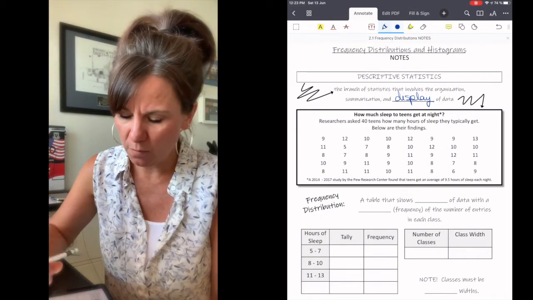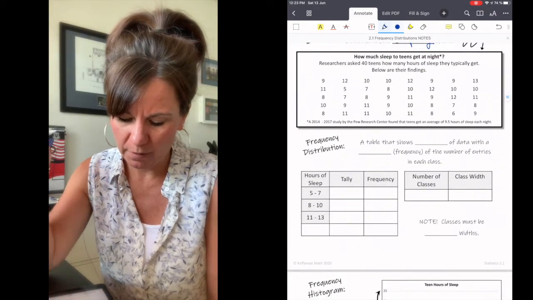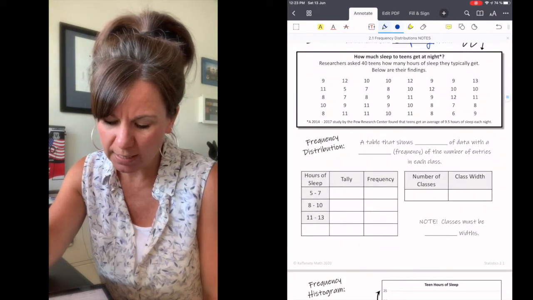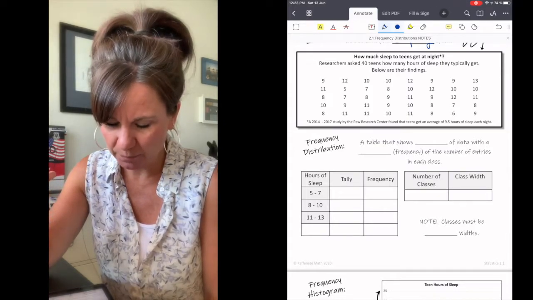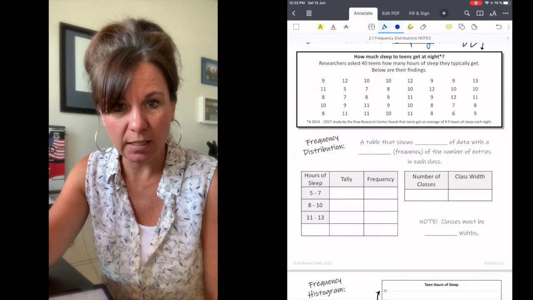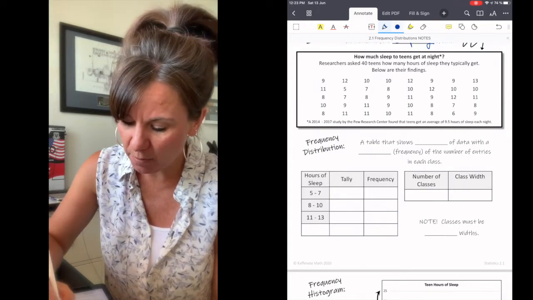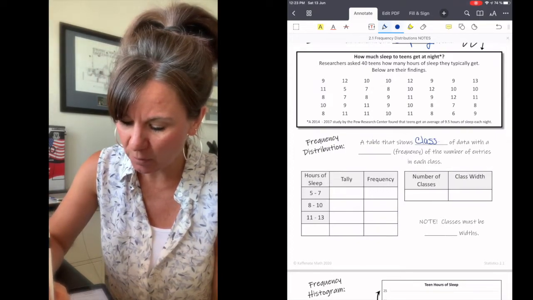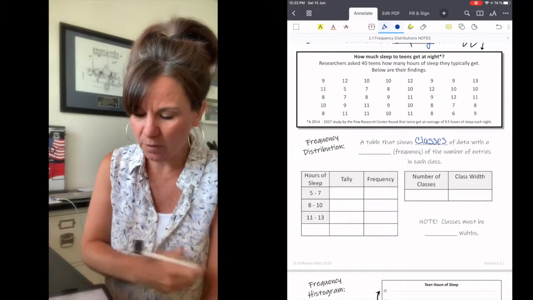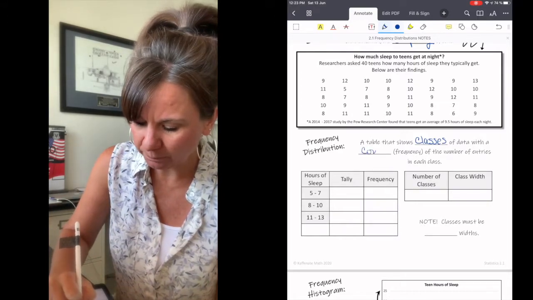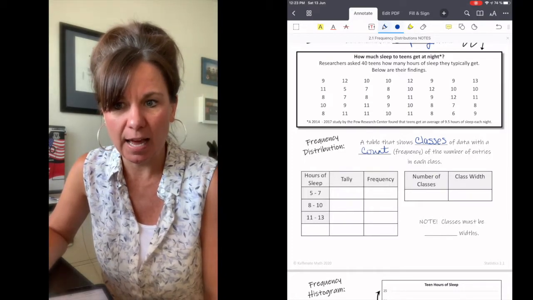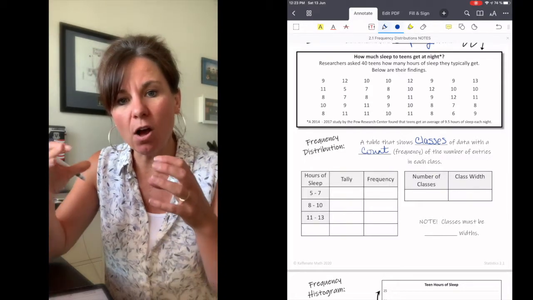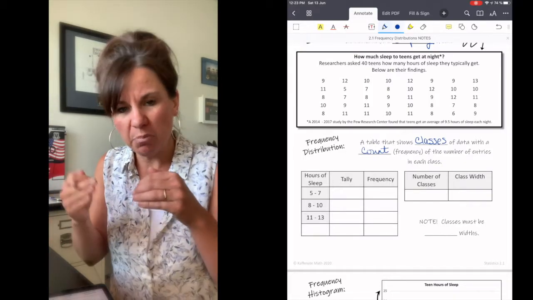So to demonstrate, we're going to take these numbers here. Researchers asked 40 teens how many hours of sleep they typically get, and this is what the teens responded. Our first step is to make a frequency distribution, which is a table that shows classes or groups of data with a count or frequency of the number of entries in each class. So basically, I'm going to take all these numbers and put them into separate groups.